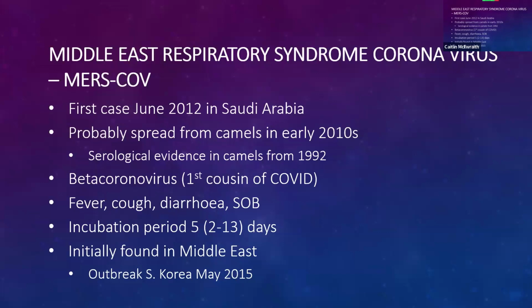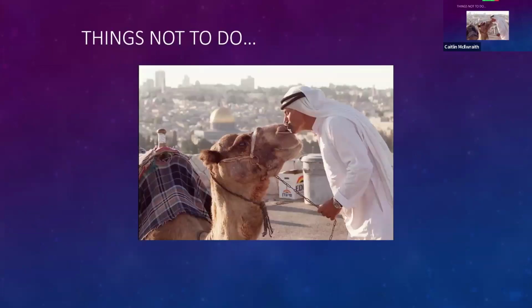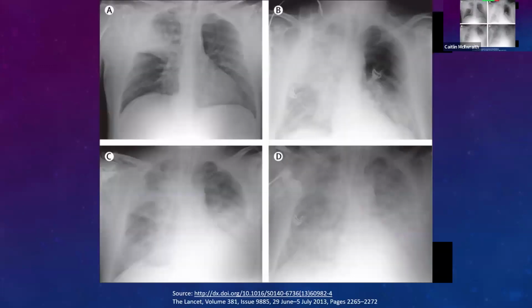And what we'll talk about is an outbreak in South Korea in May 2015. So firstly, don't kiss your camel, okay, because you can get infected from your camel. And this is something, the camels may live in quite close proximity to humans in parts of the Middle East.